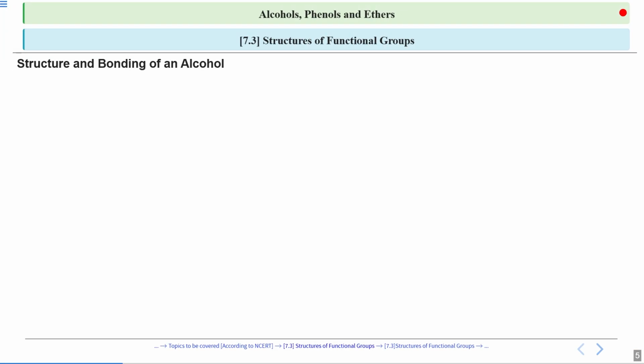So let's start with our first topic, that is section 7.3 structures of functional groups, in which let's talk about the structure and bonding of an alcohol. So let's first of all talk about methanol, whose formula is CH3OH, and it is the simplest and one of the most common alcohols. Single carbon containing alcohol, the simplest and the most common alcohol is methanol.